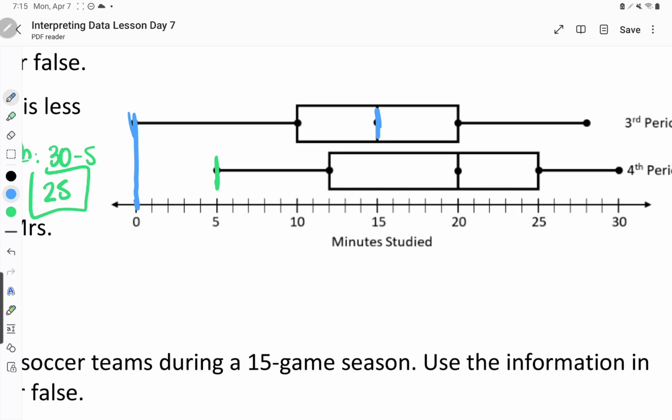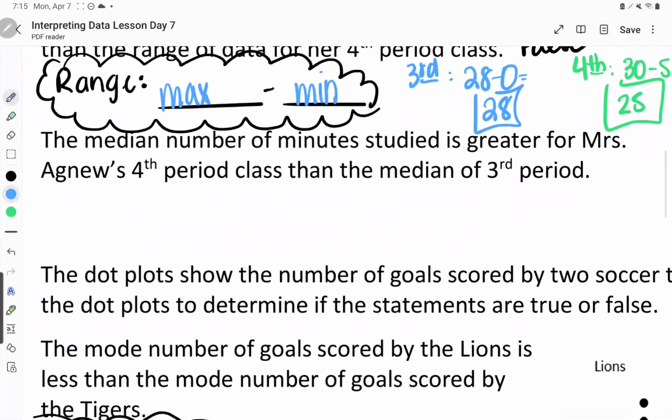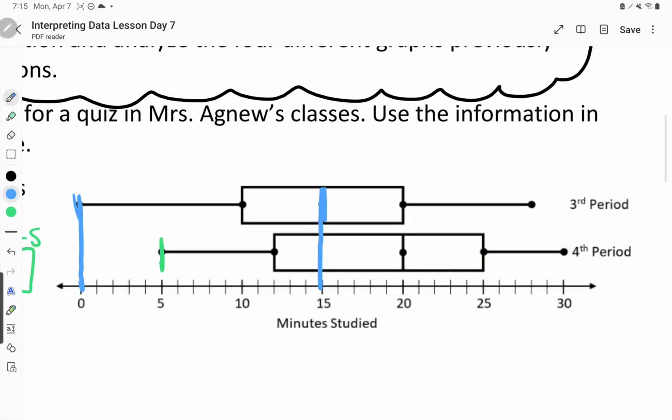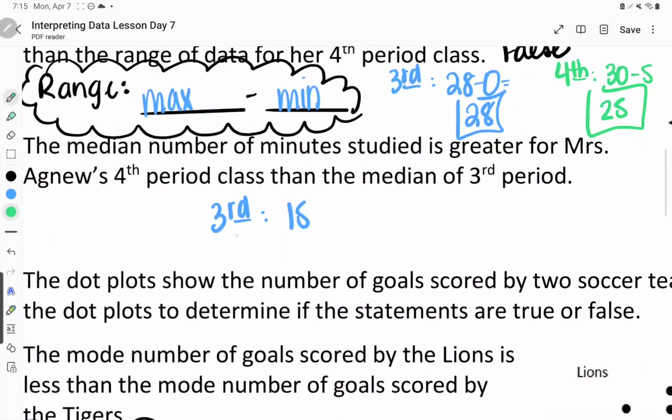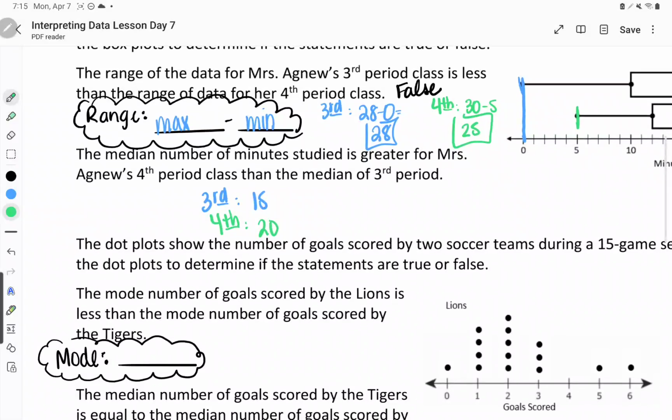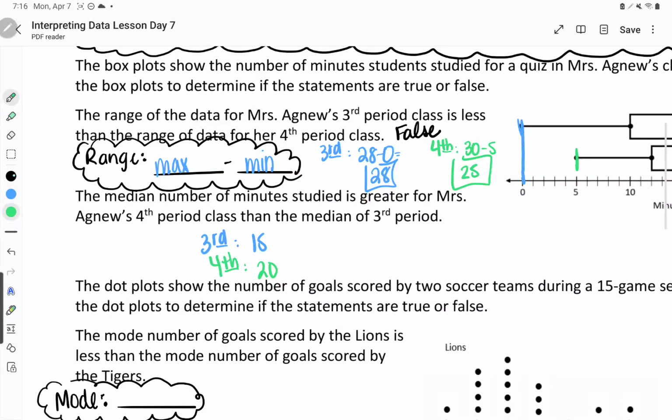So this is the median for the third period class, and that is 15. And then the median for the fourth period class drops down right here, and that is 20. So is it true that the median number of minutes studied for the fourth period class is greater than the third period class? Yes, this statement right here is true.